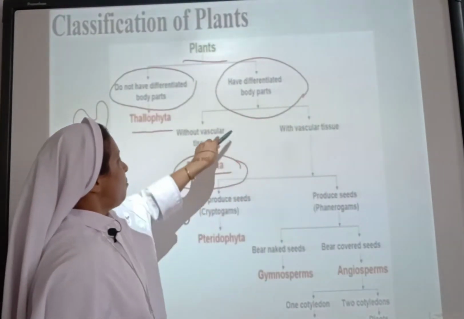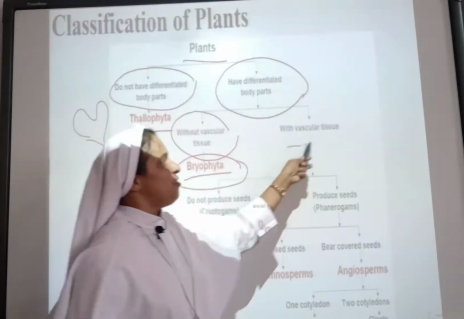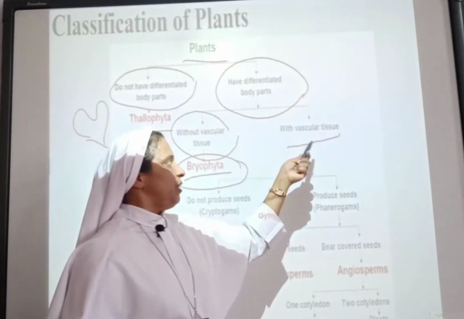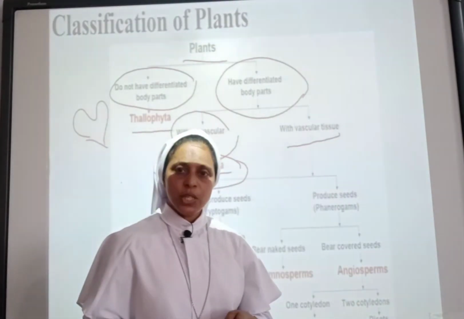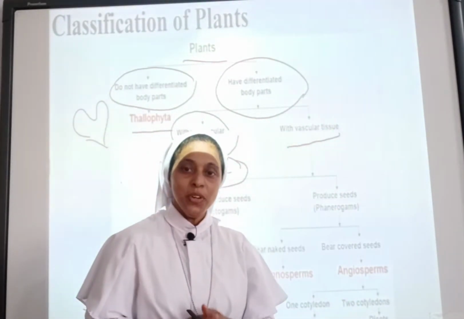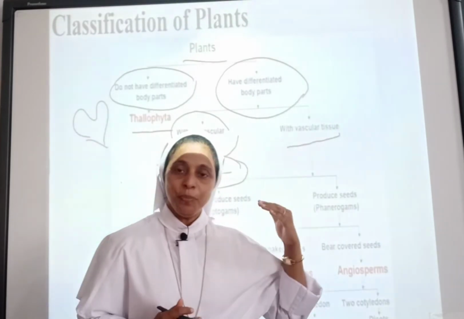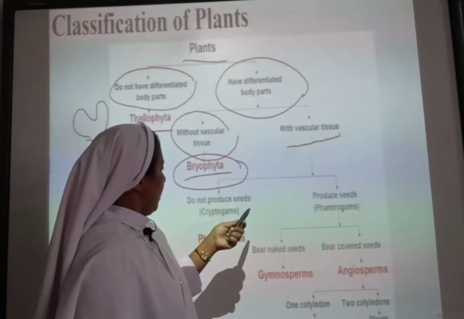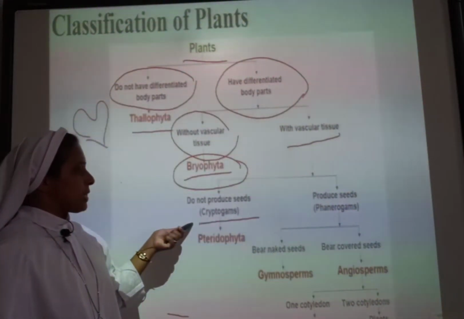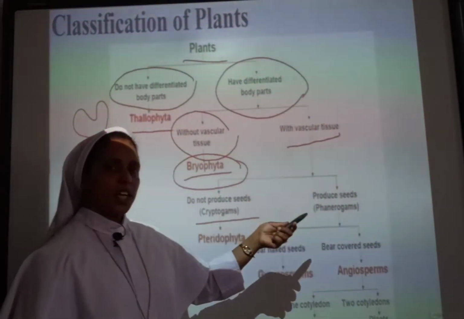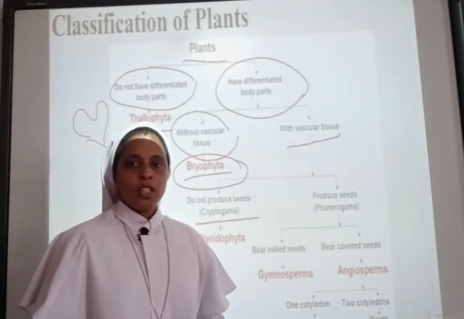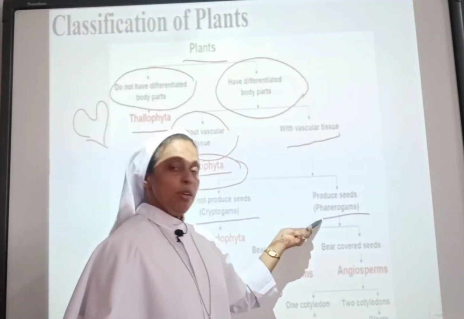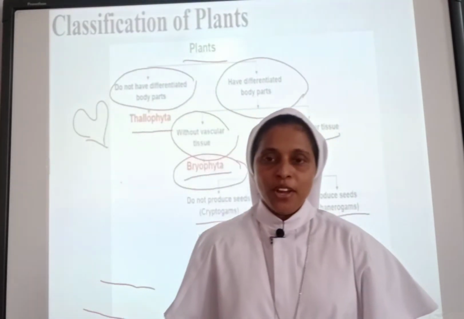Hope it is clear. Next, based on without vascular tissue and with vascular tissue. What are the vascular tissues? As I just reminded you, xylem and phloem. So it is based on whether the xylem is present and whether the phloem is present. Next, those that do not produce seeds come under the category of cryptogams. Those that produce seeds come under the category of phanerogams.